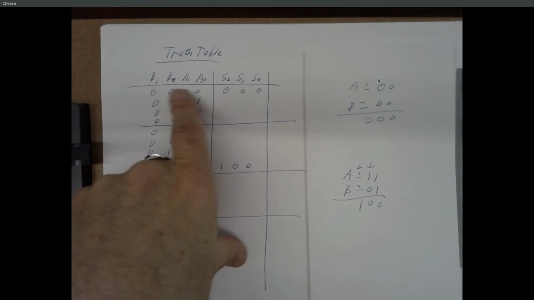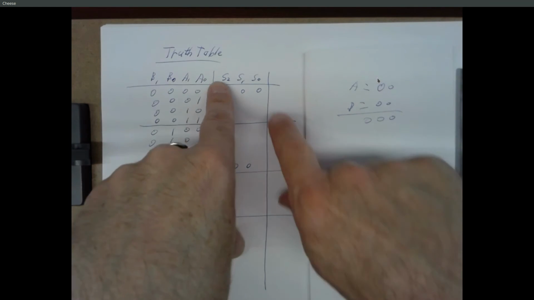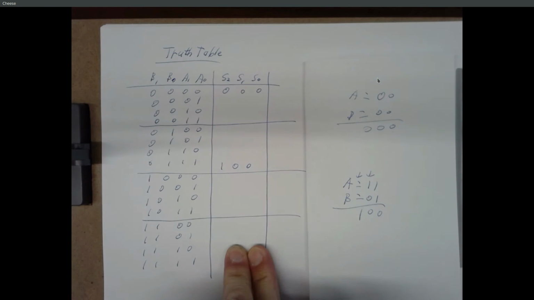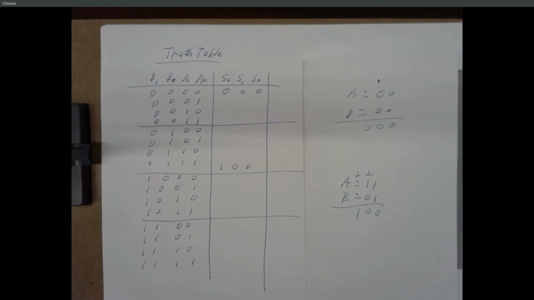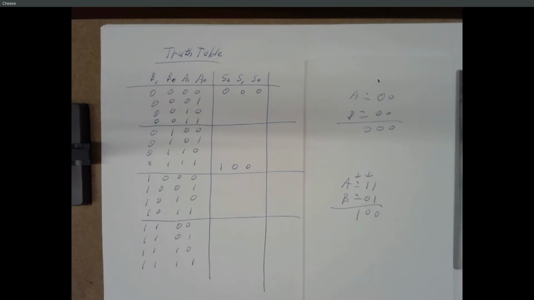And I suggest you put these things in the same order, because I'm going to write down our consensus answer here. B1, B0, A1, A0. It goes B1.